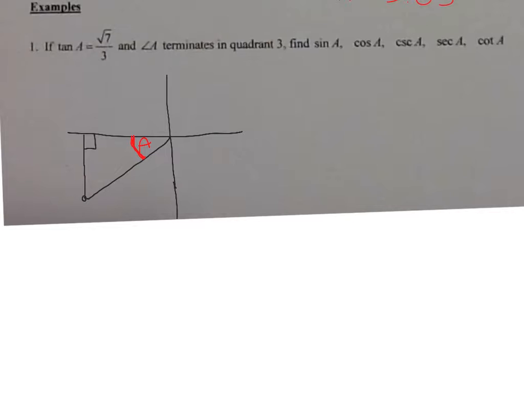So now you want to label this triangle. You go up to your tangent. Now remember SOHCAHTOA. Tangent is opposite over the adjacent. So this is opposite over the adjacent. Your opposite side is the square root of 7, so go across from A, square root of 7. And your adjacent side, which is next to A, is 3.